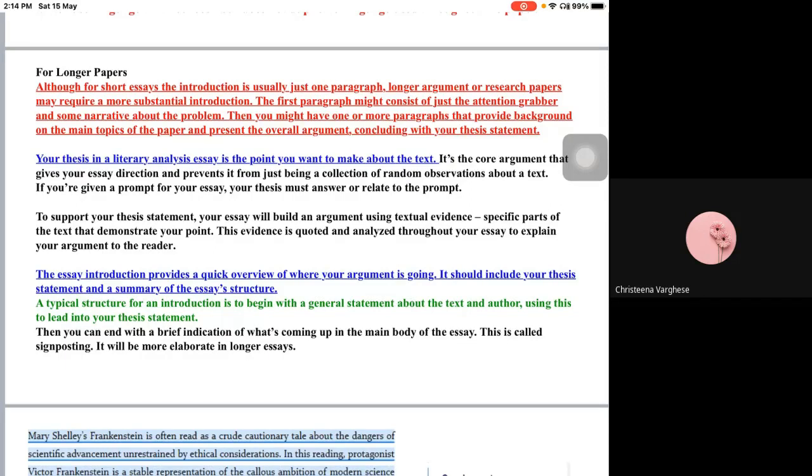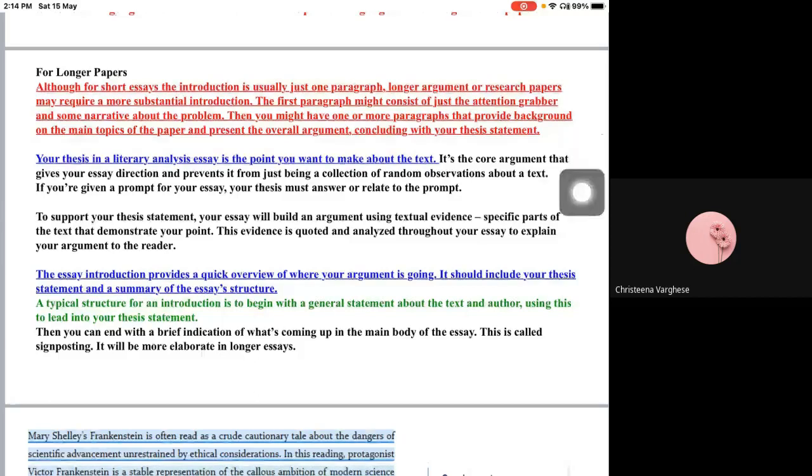Then you might have one or more paragraphs that provide the background on the main topics of the paper and present the overall argument, concluding with your thesis statement. So in this case, we are not going to be sticking to just one paragraph introduction. We may need more than that, okay, to talk about what the question is about, give some background information, talk about the points that we are going to be making, make our thesis point. So that could go into more than one introductory paragraph.